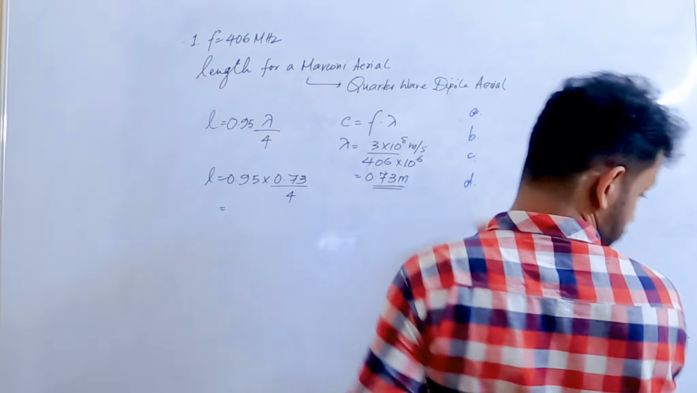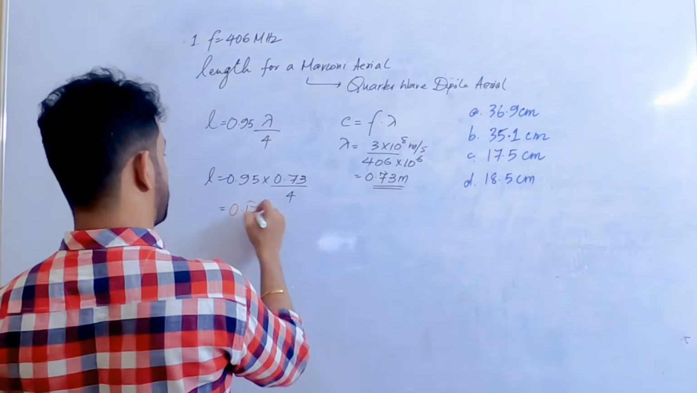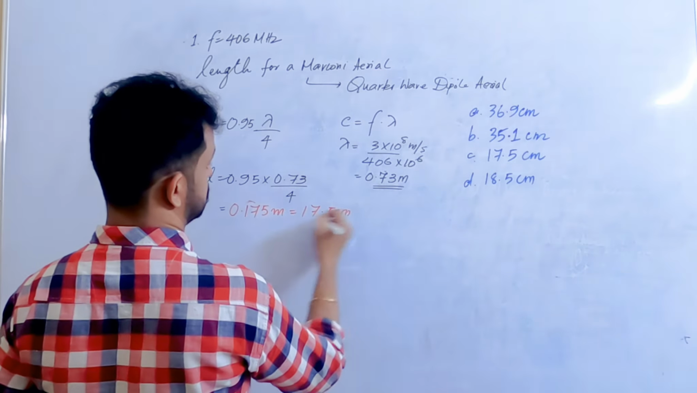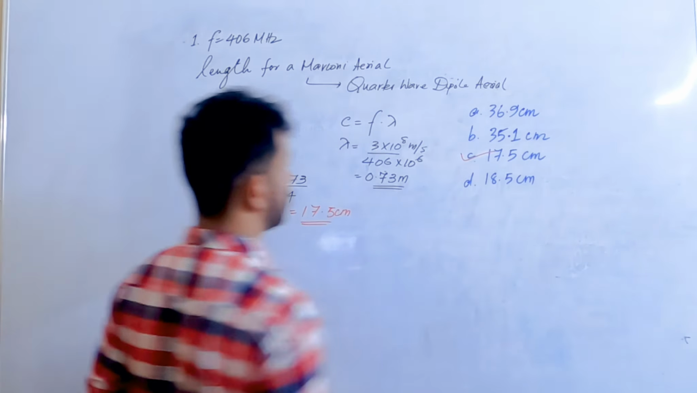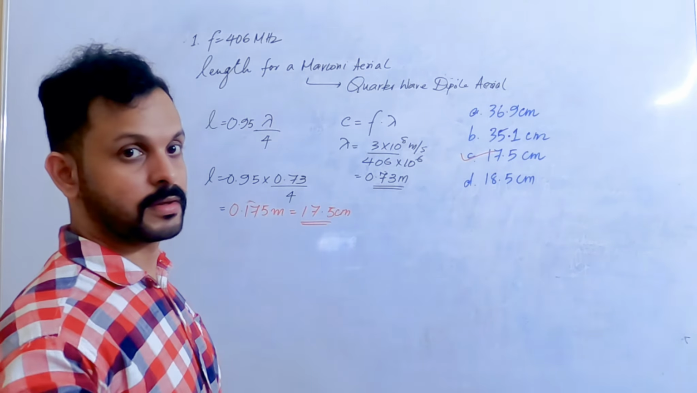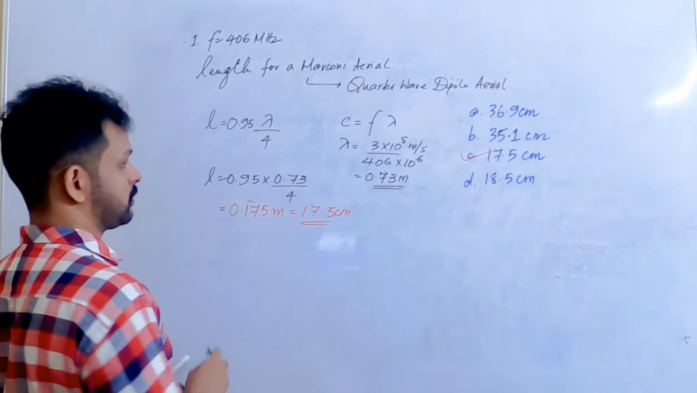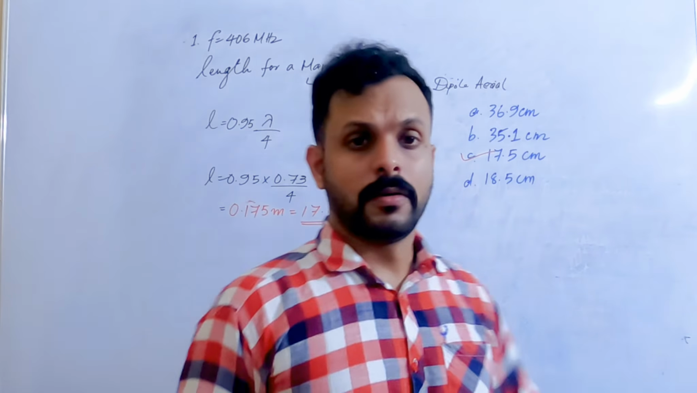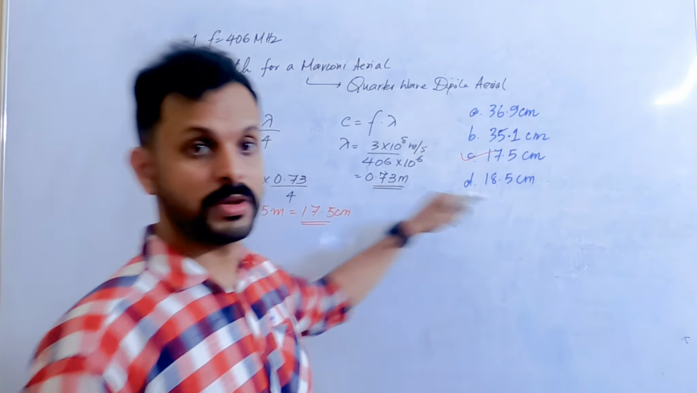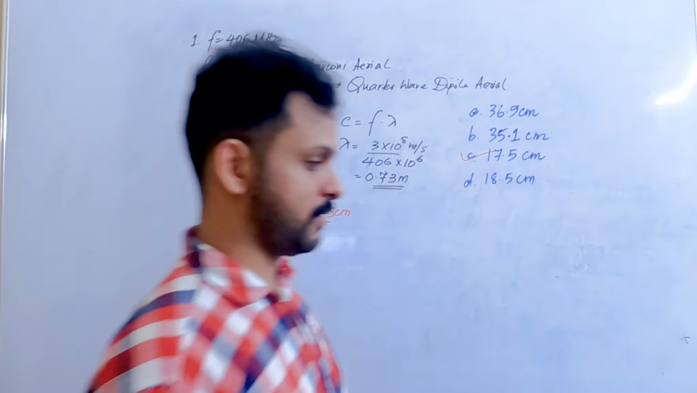Let's look at the options here. 0.175 meters, which is 17.5 centimeters. Try doing it without the 0.95. It can be 0.73 divided by 4, which is 18.25 centimeters. So we even have that in the answer. So be careful that you have to multiply with 0.95. Alright, perfect.